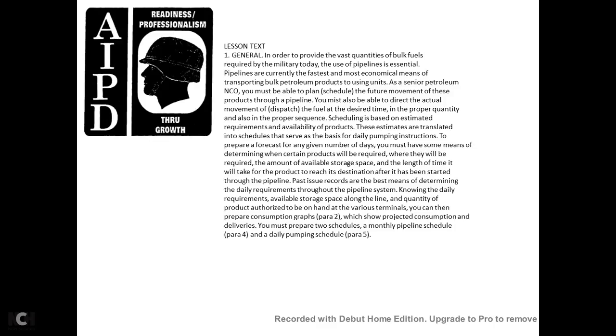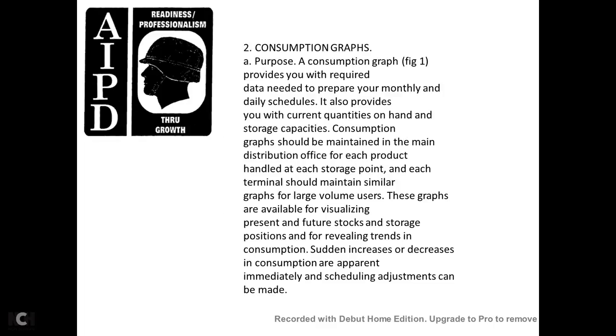Issue records are the best means to determine the daily requirements through the pipeline system. Knowing the daily requirements, available storage space along the line, and the quantity of product authorized to be on hand at the various terminals, you can prepare consumption graphs. Paragraph 2, which shows the projected consumption and deliveries. You must prepare 2 schedules: the monthly pipeline schedule, paragraph 4, and the daily pumping schedule, paragraph 5.